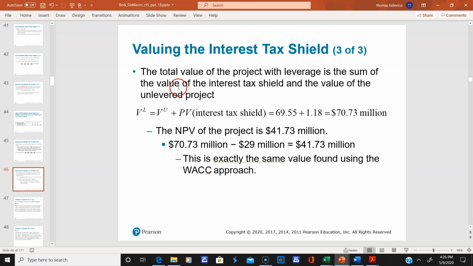So the total value of the project is the unlevered and the levered portion, and here they are. It gives us $70.73 million. The net present value of the project is $41.73 million because I subtract off the $29 million initial investment. That comes out to $41.73 million, exactly the same value found using the weighted average cost of capital approach.